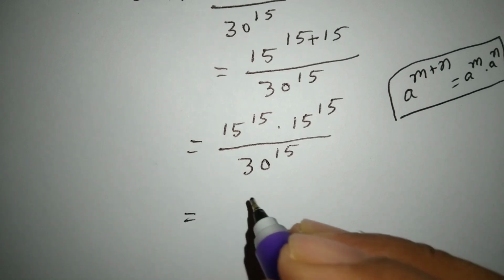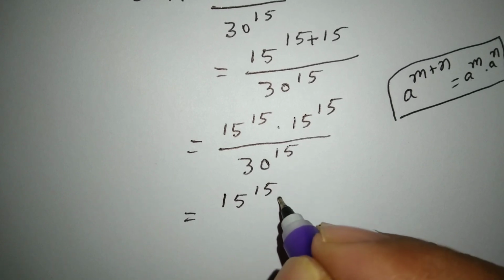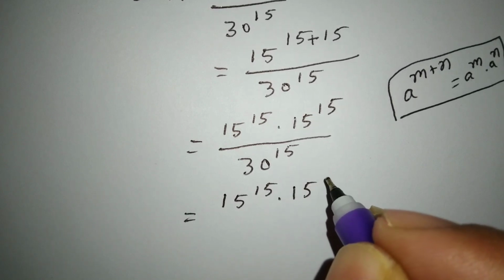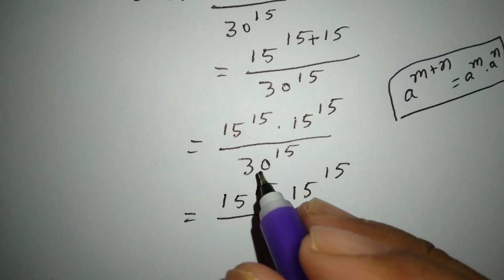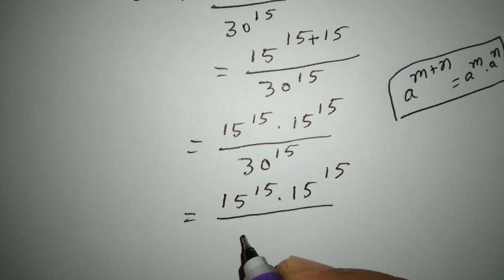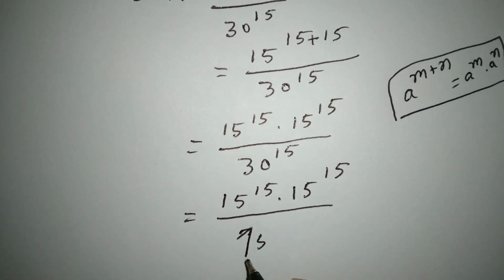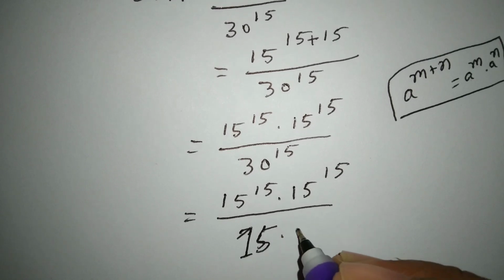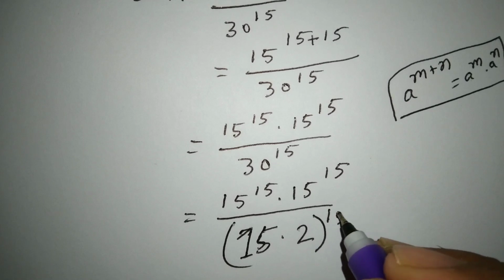That is equal to 15 to the power 15 dot 15 to the power 15 divided by, we can write 30 as 15 dot 2 to the power this 15.